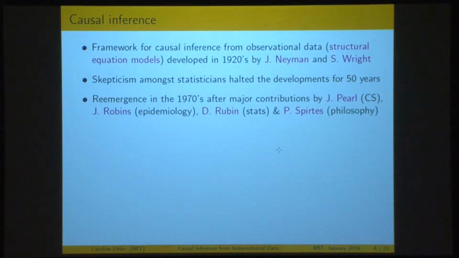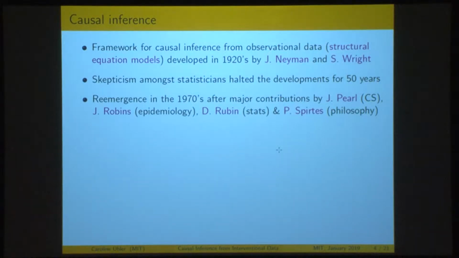But then afterwards, something happened that, for 50 years, basically, there was a lot of skepticism among statisticians about this framework. And this basically halted the whole development. And only very recently, in the 1970s, causal inference came up again. And this was all from observational data, really based on very big contributions from a variety of different people, namely Judea Pearl, Jamie Robins, Don Rubin, and Peter Spirtes.